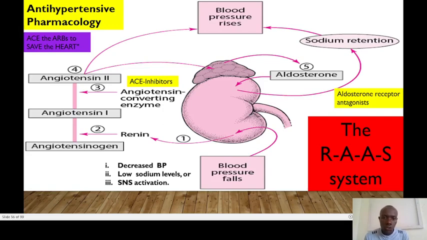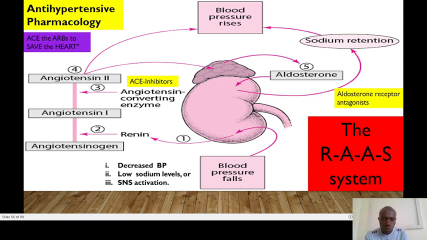Today we are continuing with our antihypertensive pharmacology. In the last session we were looking at diuretics and how they are used to manage high blood pressure by inducing loss of water and other electrolytes like sodium. We also saw how they can be used to manage patients who are at risk of developing renal stones, like the thiazide diuretics.